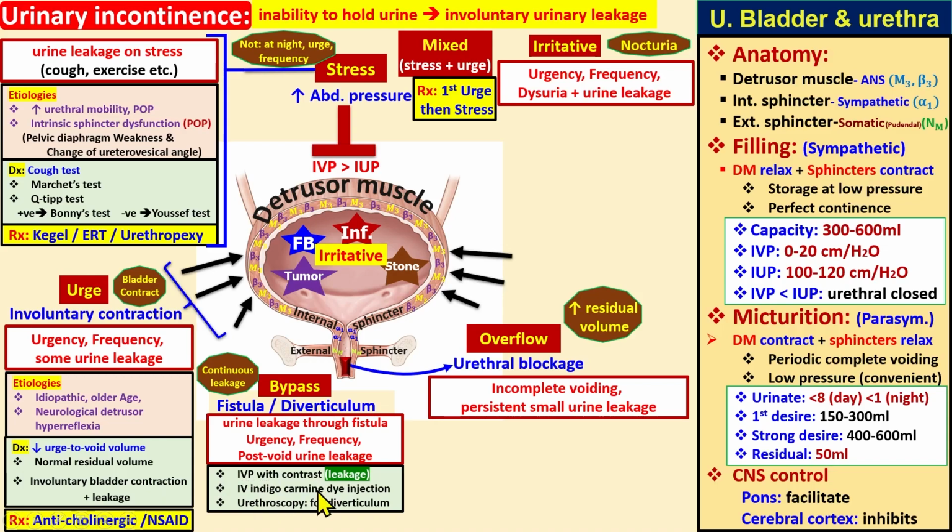So check the X-ray where you see the leakage, or you can give an IV indigo carmine dye injection. So you will also see there is a leakage in the fistula, or you will see the diverticulum. And urethroscopy is better for the diverticulum. Okay. And the treatment, of course, is surgical. You should repair the fistula or the diverticulum.